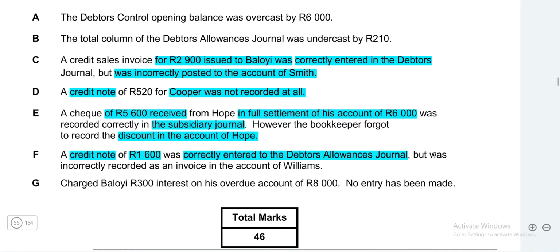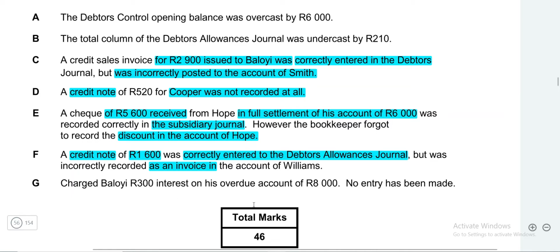But here they're saying that it was incorrectly recorded as an invoice. So this is a credit note, but it was recorded as an invoice, meaning that it increased the account of Williams. Okay, so they're saying that it was recorded as an invoice in the account of Williams. So therefore our next question should be, what then must we do? Okay, so they recorded it as an invoice, whereas it was a return.